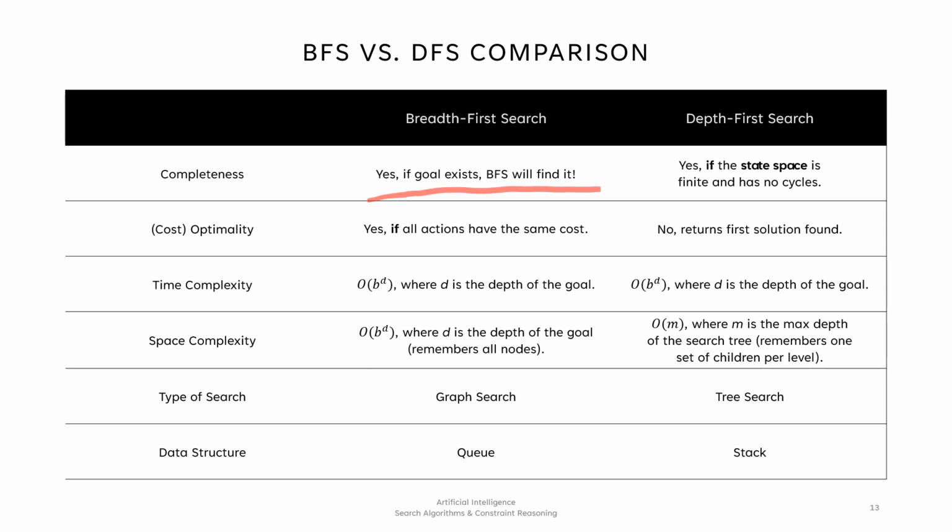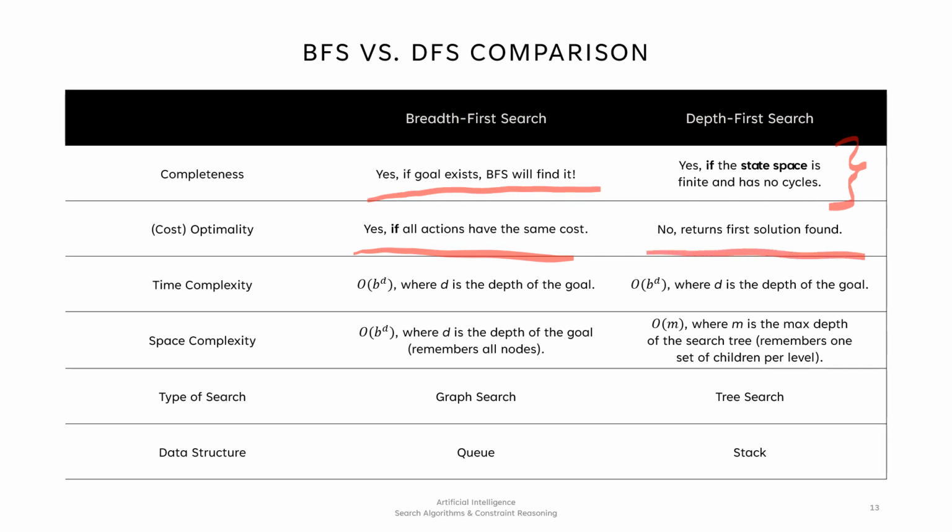Of course, with all of these constraints, there's going to be different implementations that fix different attributes at whatever costs. For this, we're basically considering the simplest, most standard versions of these algorithms. So depth first search, yes, if state space is finite and has no cycles. Cost optimality: because breadth first search goes layer by layer, if all actions are the same cost, we're going to get the most optimal solution. And depth first search will not do that at all. It will just return the first solution found.